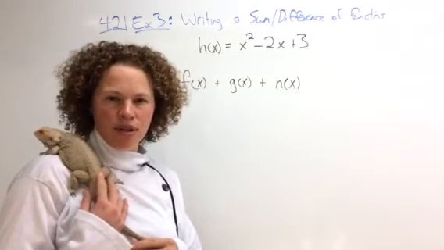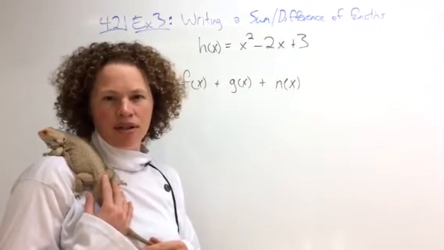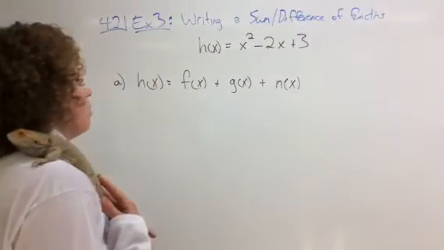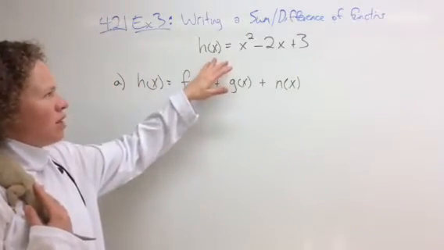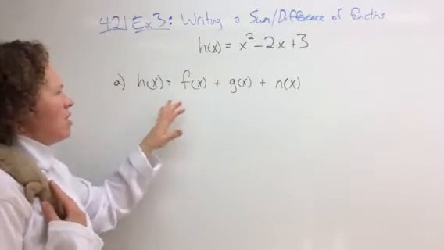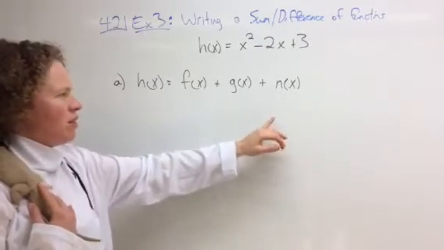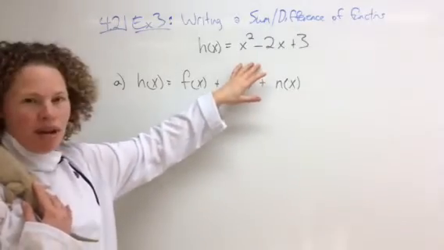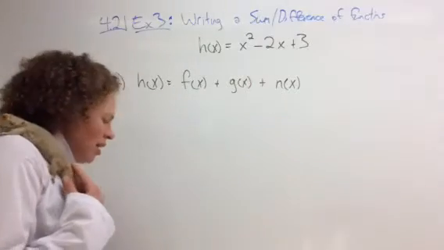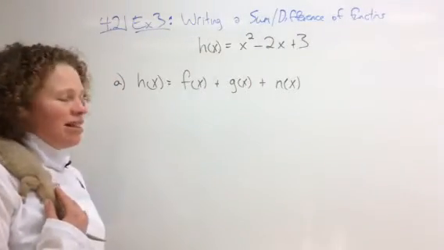Example 3 in 4.2 talks about adding or subtracting to create a new function. So they give us this function as the final one, and then they ask us to break it up into 3 different functions that would have added to that one.